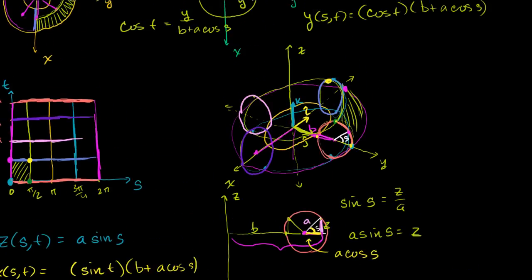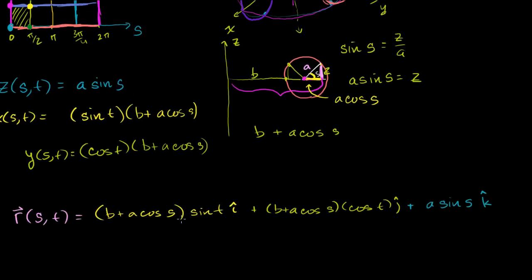So let's just make sure we understand what we're doing. If you pick that point right there, where s and t are both equal to pi over 2, and you might even want to go through the exercise, take pi over 2 in all of these. Actually, let's do it. So r of pi over 2, what do we get? It's going to be b plus a times cosine of pi over 2. Cosine of pi over 2 is 0, right? Cosine of 90 degrees. So it's going to be b. This whole thing is going to be b, times sine of pi over 2. Sine of pi over 2 is just 1.